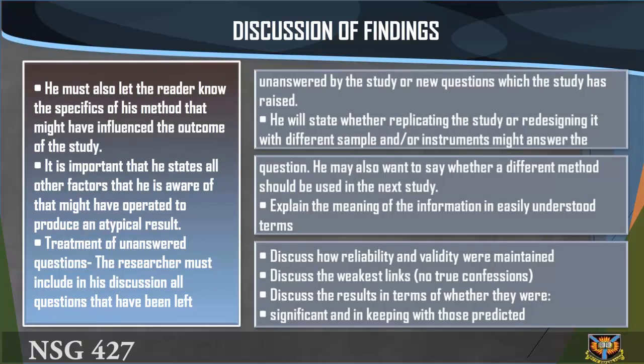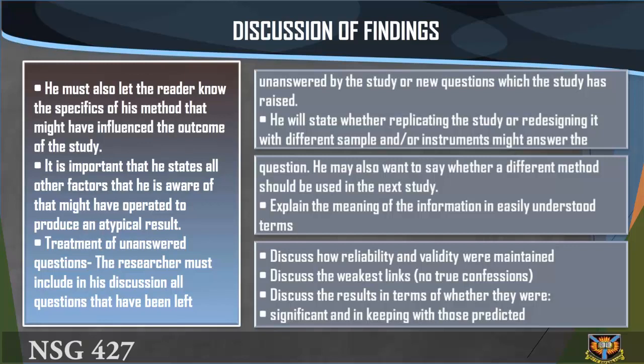4. It must also let the reader know the specifics of his method that might have influenced the outcome of the study. 5. It is important that he states all other factors that he is aware of that might have operated to produce an atypical result. 6. Treatment of unanswered questions. The researcher must include in the discussion all questions that have been left unanswered by the study or new questions which the study has raised.